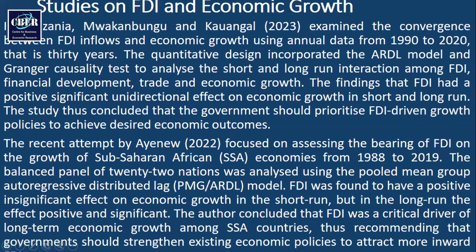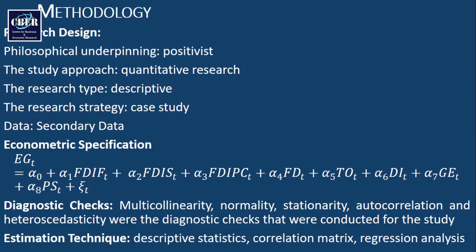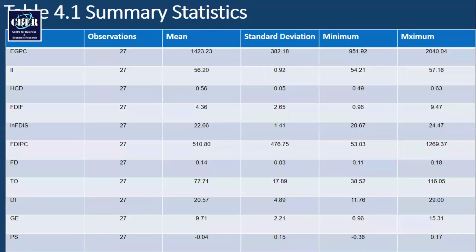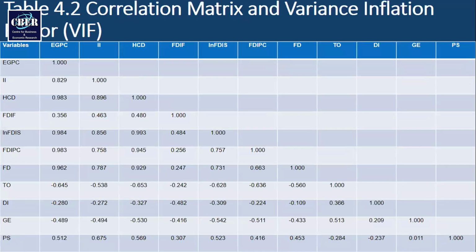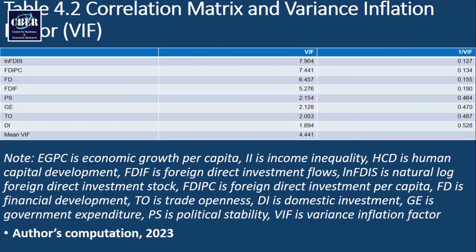Let me go straight to the research methodology. The research design philosophical underpinning is positivist, and the study approach is quantitative research. The research type is descriptive, the research strategy is case study, and secondary data was used for the research. And then this is the descriptive analysis of the research, and then the correlation matrix for the result.